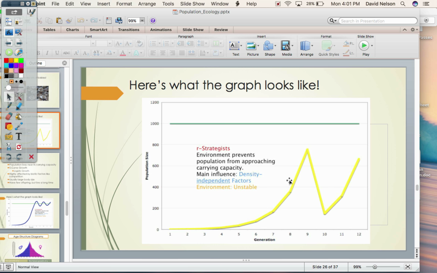So before we ever get close to our carrying capacity, there's going to be some sort of density independent factor that affects the population and drops our population. So there's going to be some sort of fire, there's going to be a drought, something that's going to affect the population significantly to drop their population, and then they'll reclimb, and they reclimb very fast. It has this exponential growth.